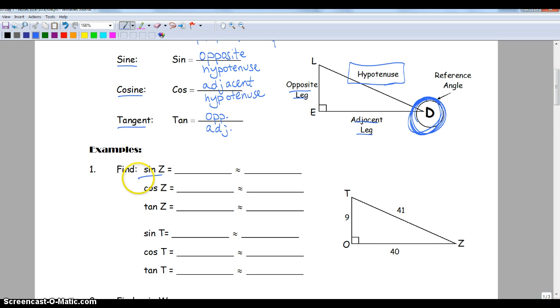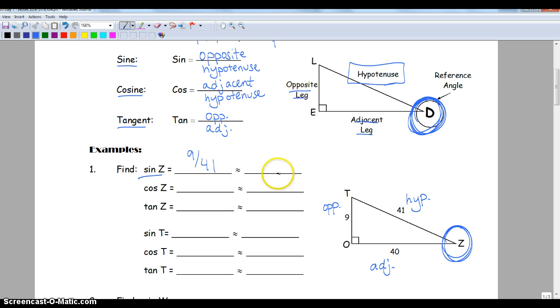So sine of Z, we're talking about angle Z here. The hypotenuse is always the easiest to figure out, because it's across from the right angle. The side across from angle Z, so the side that doesn't touch angle Z, that is the opposite side. And then the side next to angle Z, that's the adjacent side. You're going to do sine of Z. So sine of Z, sine is opposite over hypotenuse. Opposite over hypotenuse. 9 over 41.